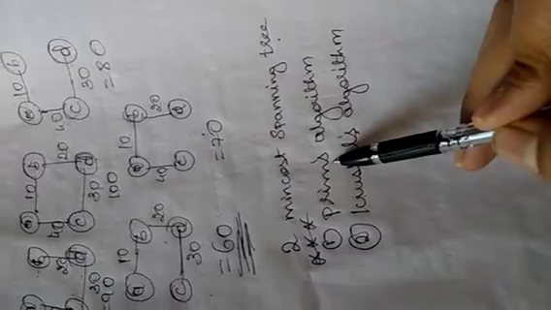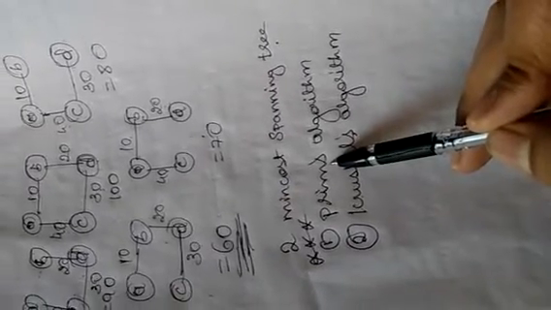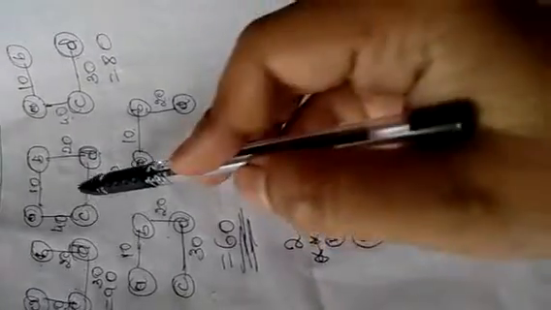Now let us discuss first Prim's algorithm. What do you mean by Prim's algorithm? Prim's algorithm will construct a minimum spanning tree through a sequence of subtrees. It means first one graph will be given. From that graph, by using Prim's algorithm, you have to find out the minimum spanning tree. Here, how are you going to do that?